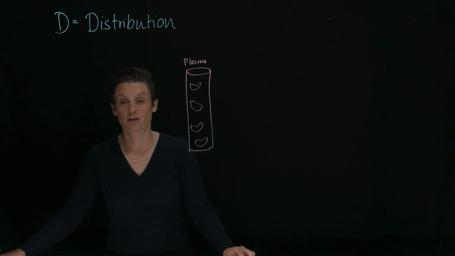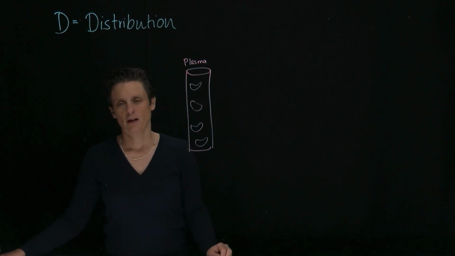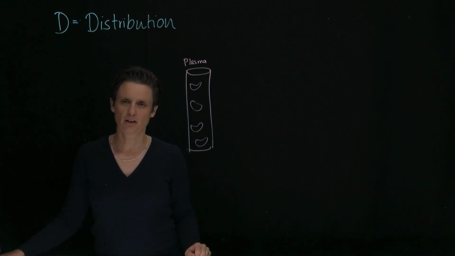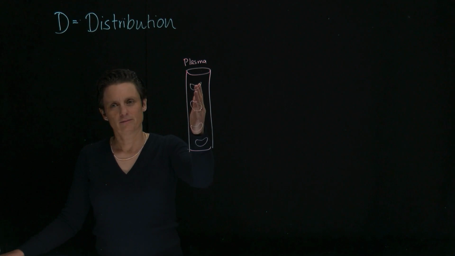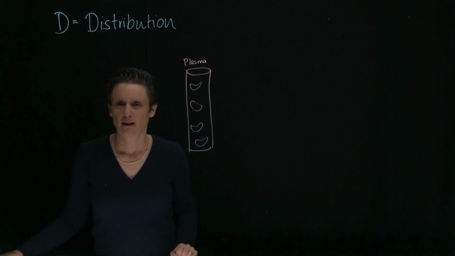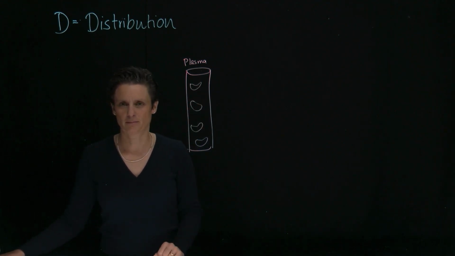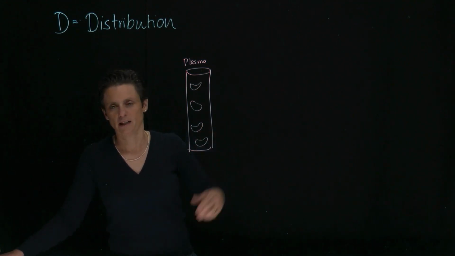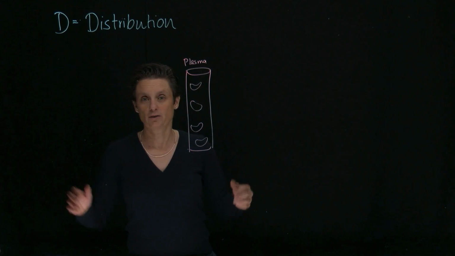Let's talk next about drug distribution. Where does the drug go? Well, we said first we want to have it in the circulation. We're going to measure it in plasma, but it may not stay in the plasma. Based on the chemical properties of the drug, it may distribute further. Where else could it go?